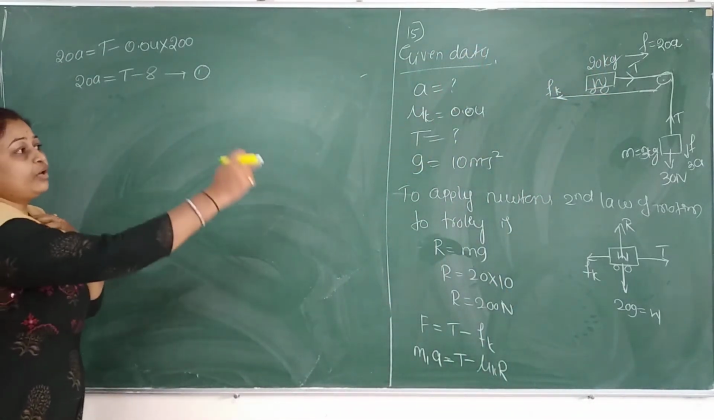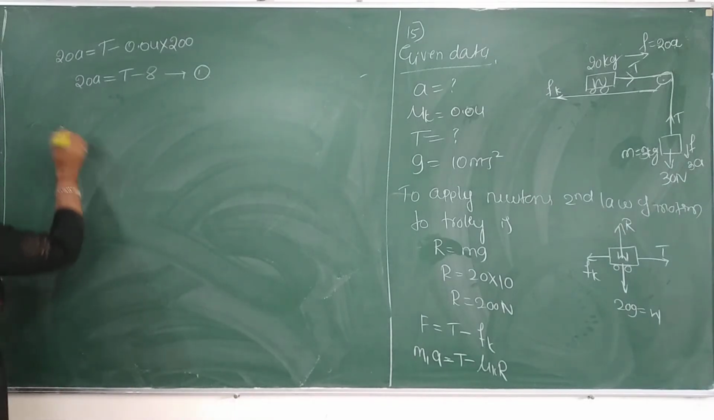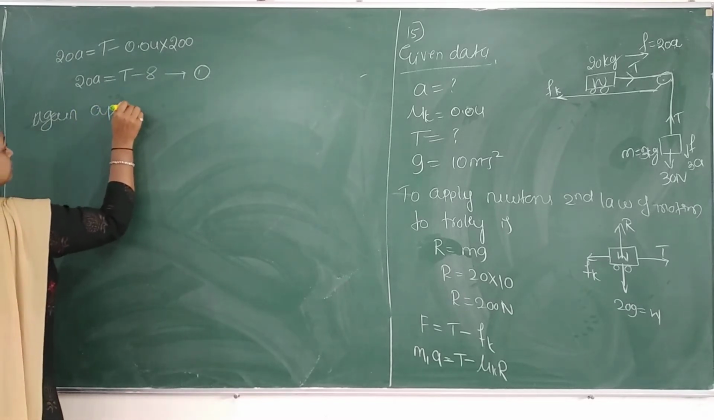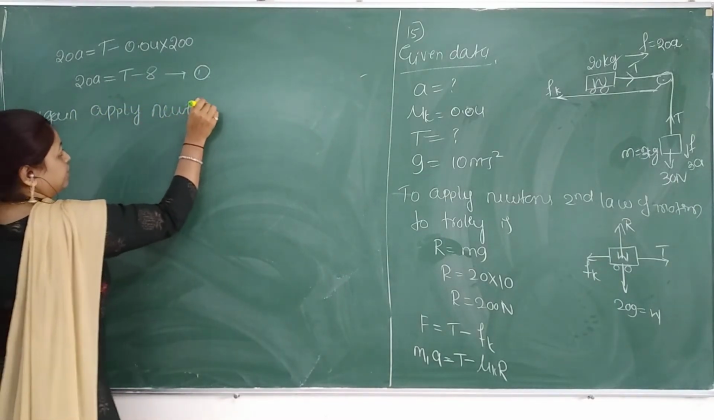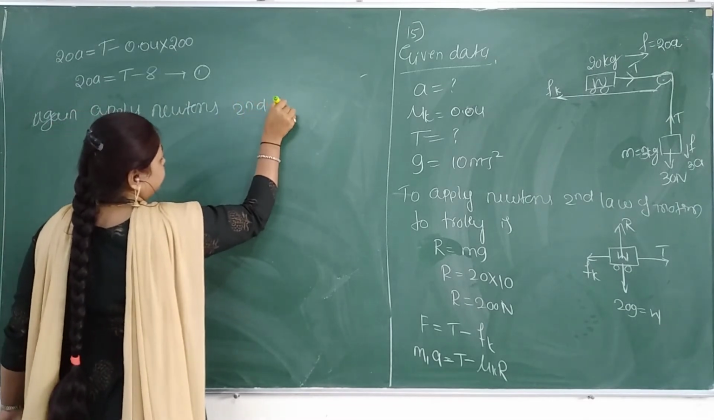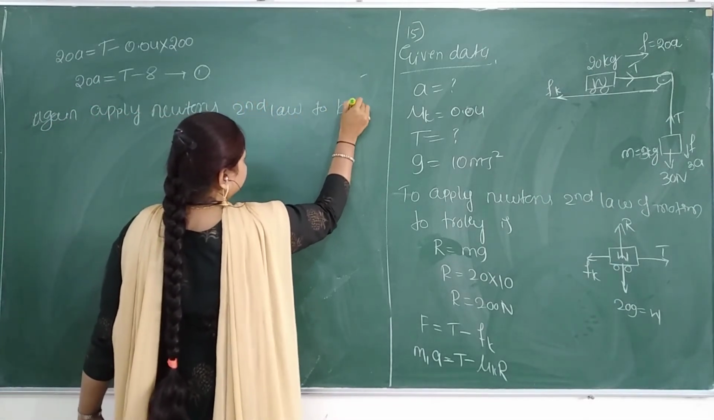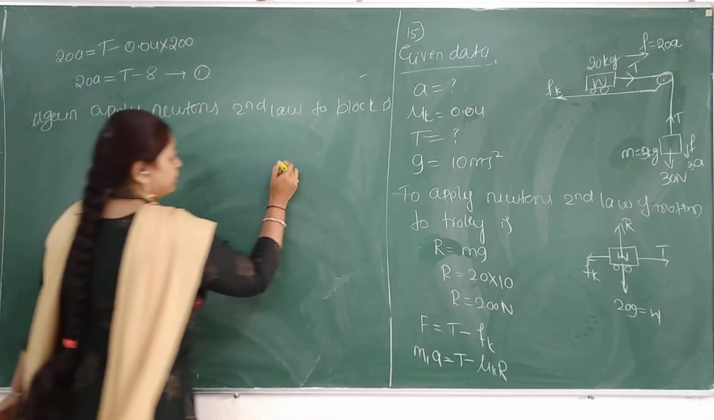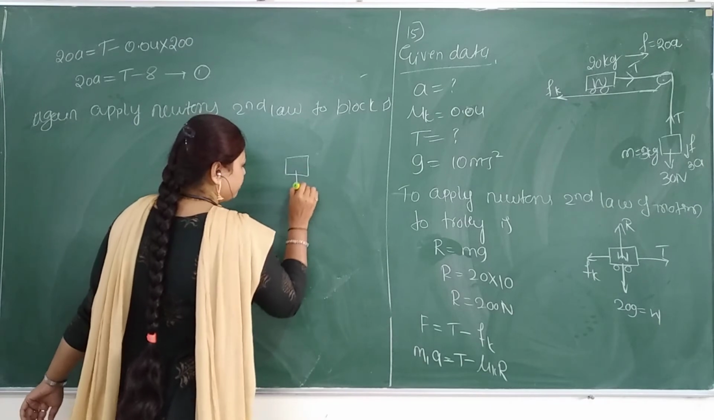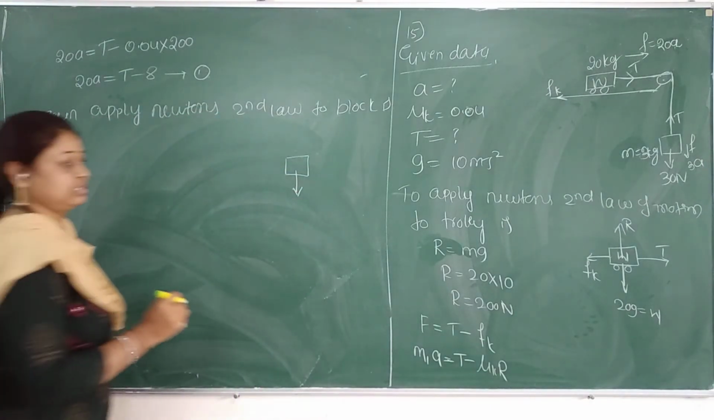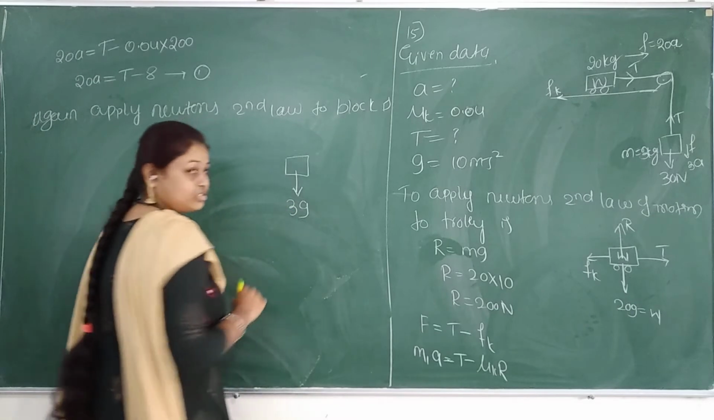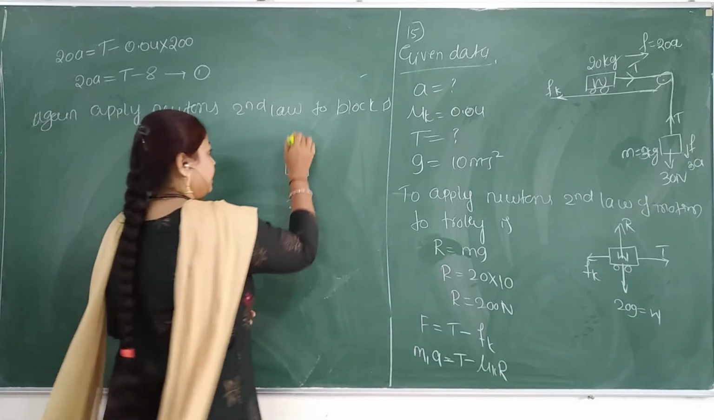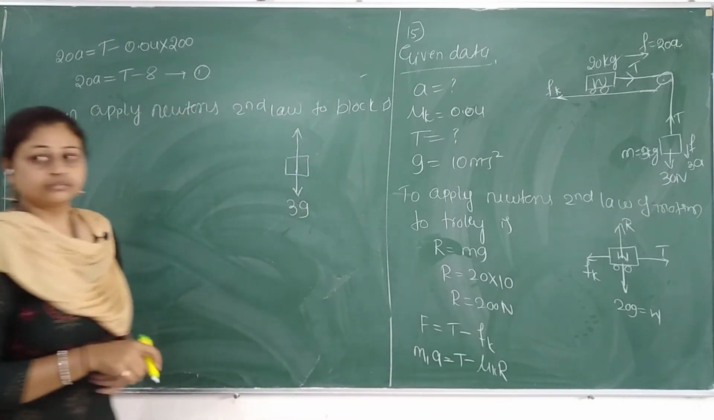Now another free body diagram for the block. Again apply Newton's second law to the block. So write the free body diagram for the block. This is the block. The block has a weight. How much is it? 3g. Mass is 3 kg, with acceleration due to gravity, and an upward force.